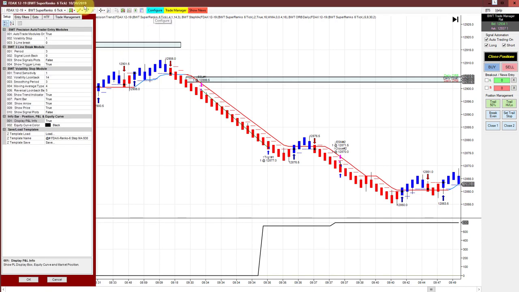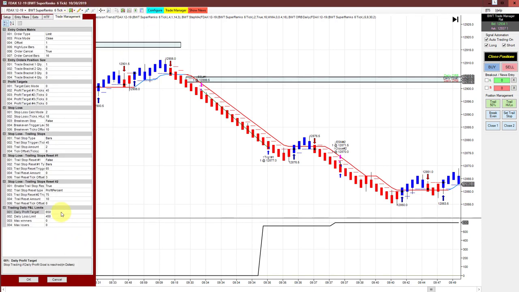And so this has a goal of 650. Obviously, it hit our goal and had a couple of ticks of slippage, but very nicely done. A limit order with a 1 tick pullback.